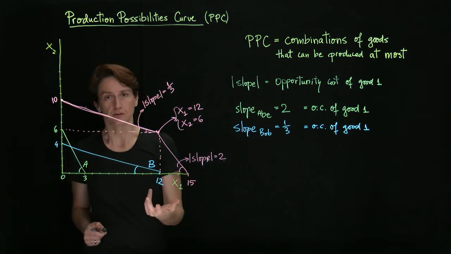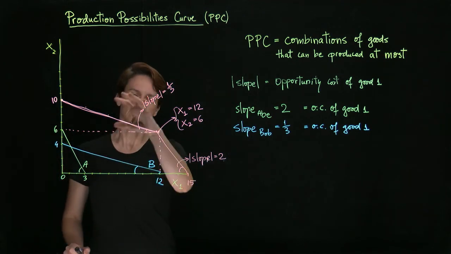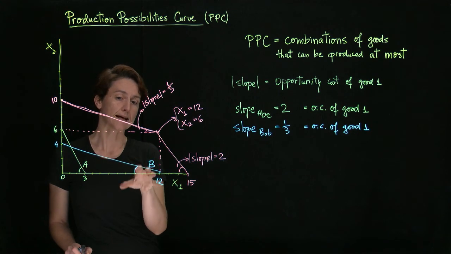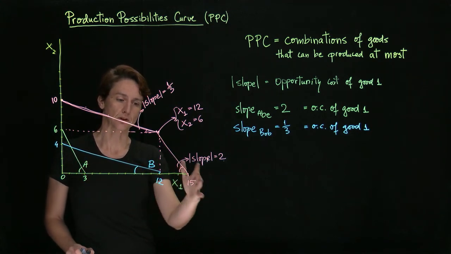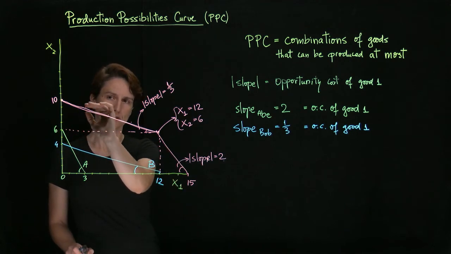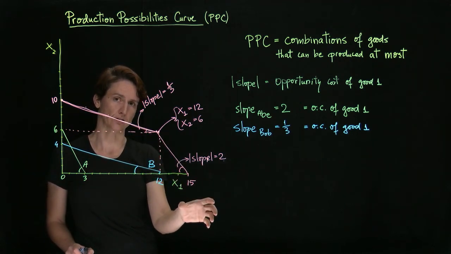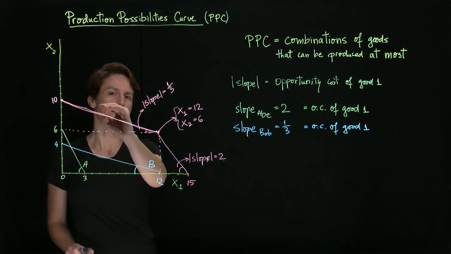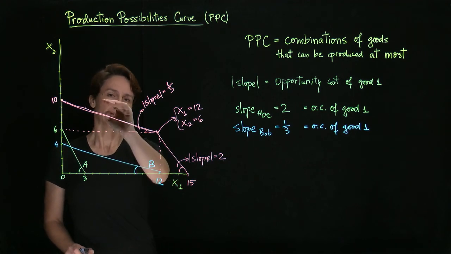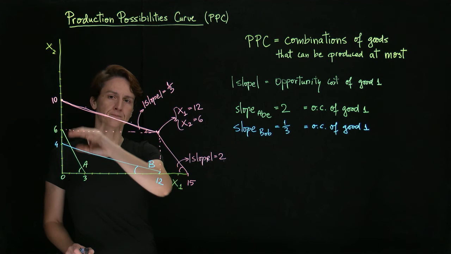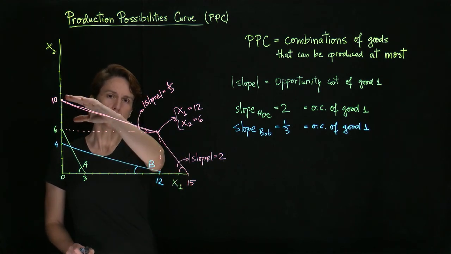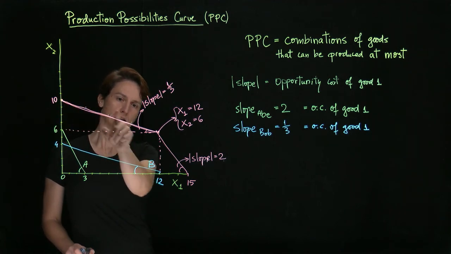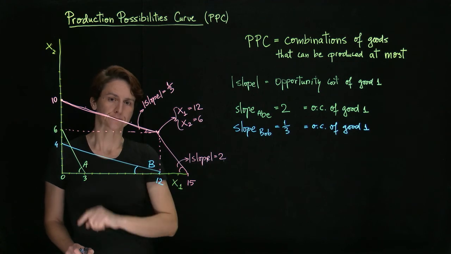What happens when we add more producers? Well, it's going to get a little more complicated in the graph, but the principle will remain the same, and that is, as we're producing more and more of a good, we'll go in turn through the producers that have the lowest opportunity cost of making that good. So once the person with the lowest opportunity cost of making good 1 has made as much as he or she can, then the next lowest opportunity cost person comes in, and so the slope of the PPC will get steeper and steeper as we move from the vertical axis to the intersection with the horizontal axis.